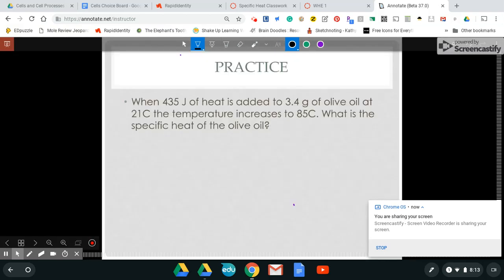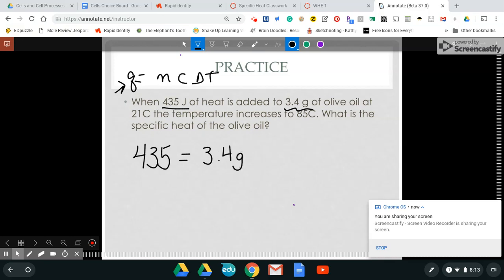So once again, I always write down my formula. Q equals mc delta T. I know J is Q, okay, because I said Q is in the units of J. So I've got 435 joules. I've got a 3.4 gram sample, so that is my mass. It is heated from 21 to 85. So 85 minus 21, that's how I get my change in temperature.